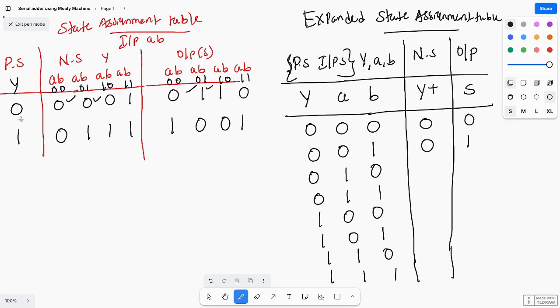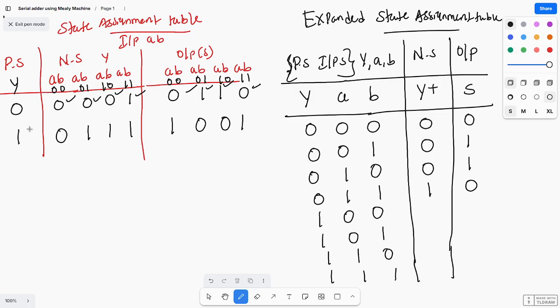Okay, and next 0, 1, 0. 0, 1, 0 means what? What is the next state? 0. And what is the output? 1. Okay, and next 0, 1, 1. What is the next state? 1. And what is the output? 0.